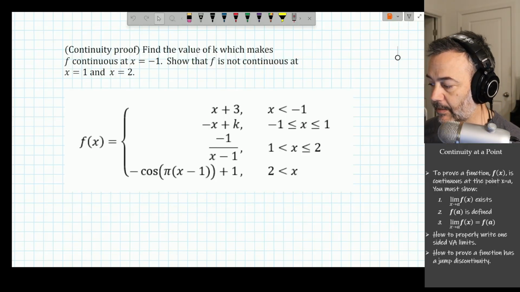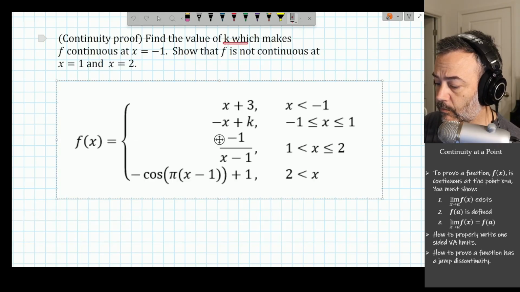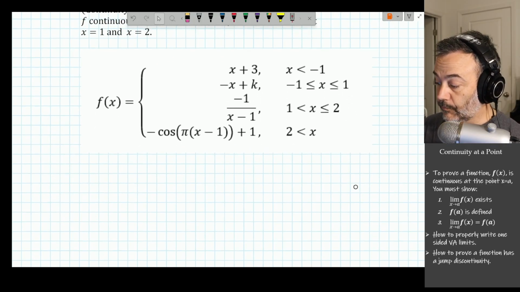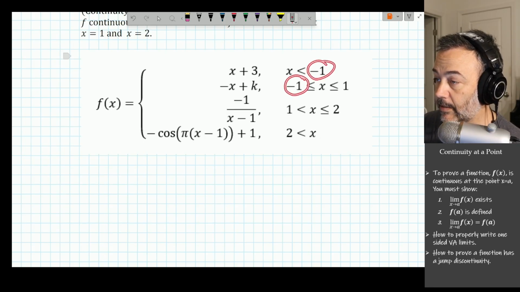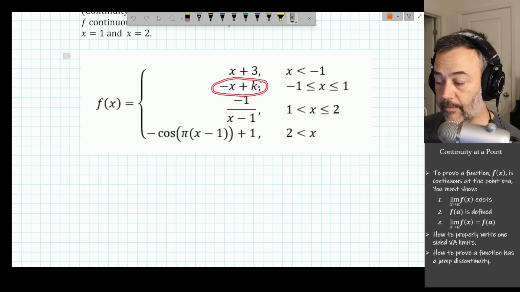I created this example here. Okay, so first, find the value of k which makes this function continuous at x equals -1. For this to be continuous at -1, this is the breakpoint, the left limit needs to equal the right limit. And then we can solve for k.